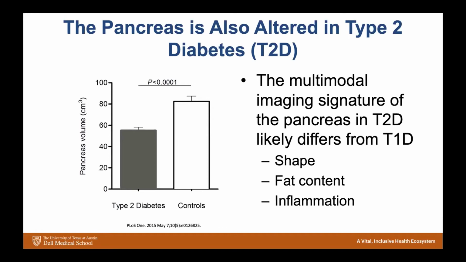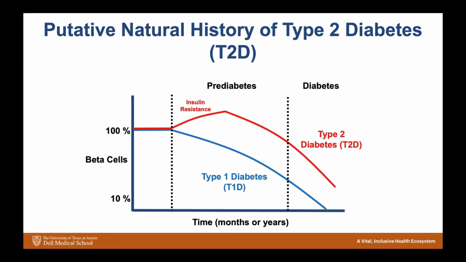There's certainly differences in fat content. So these kids we're imaging with type 1 diabetes have little to no fat in their pancreas, where you see a significant amount of fat in the pancreas of individuals with type 2 diabetes. Certainly inflammation we'd expect to be different between type 1 and type 2 diabetes. But when we think about the putative natural history of type 2 diabetes, we think it might follow similar trends eventually.